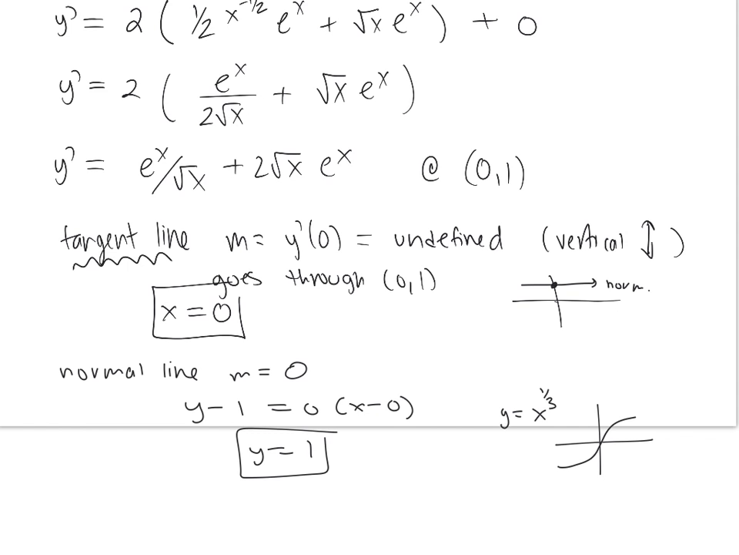So the tangent line equation just happens to be a vertical line in that case. Does that make sense? So here the tangent line equation is a vertical line. And then the normal will be a horizontal line.